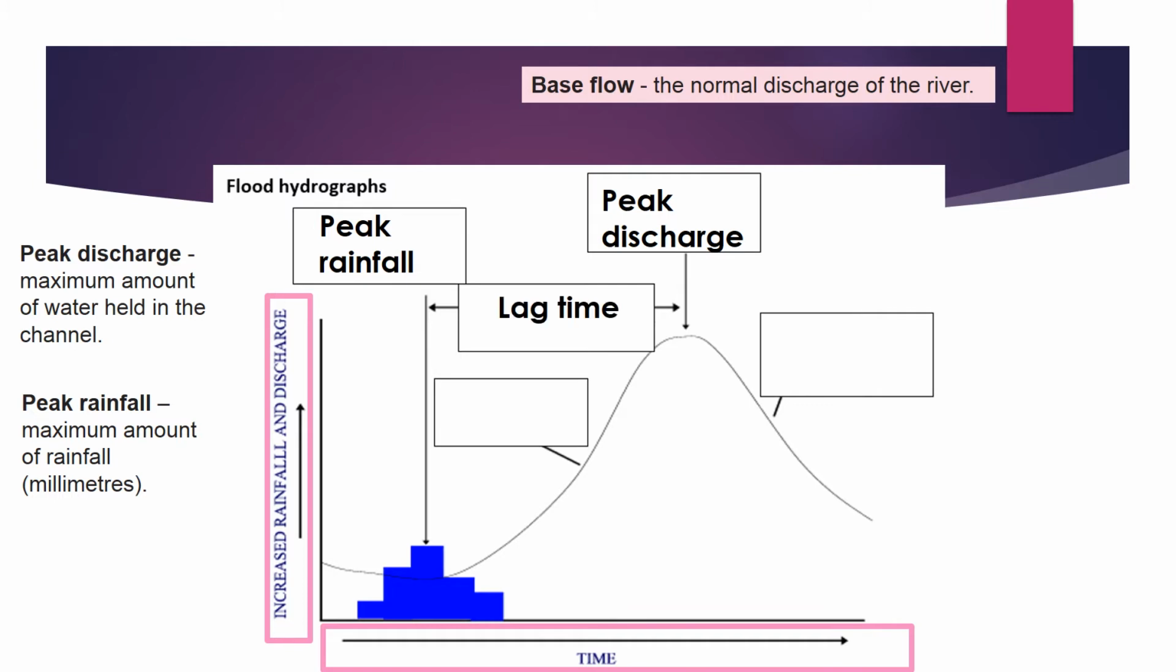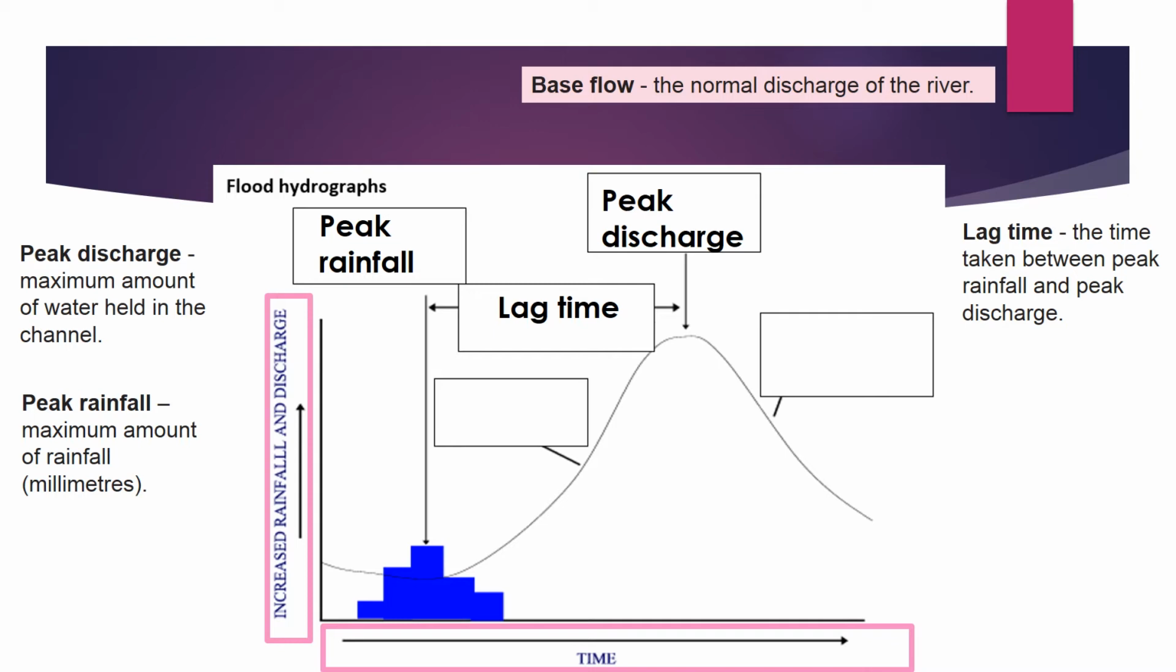We have the lag time, and this is the measure of time taken between the peak rainfall and the peak discharge. Lag time occurs because most rainfall doesn't actually fall directly into the river. Instead, it falls on land and then travels to the river via surface runoff, which is water moving across the surface, or through ground flow, which is water moving beneath the surface.